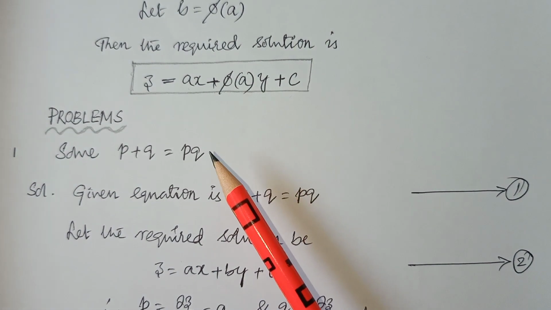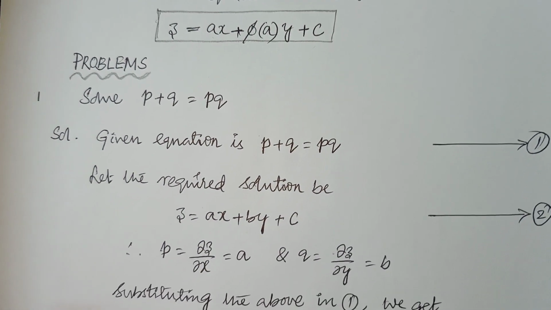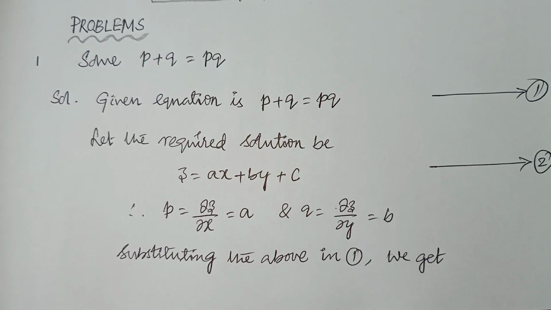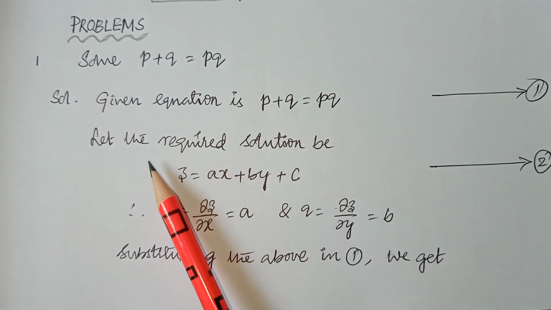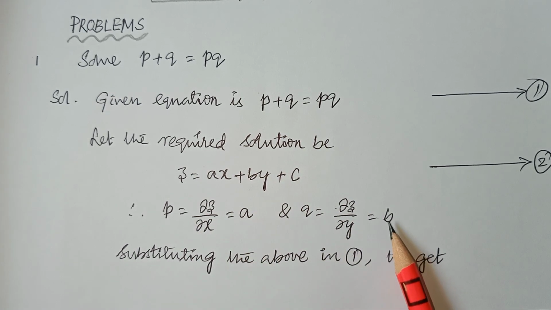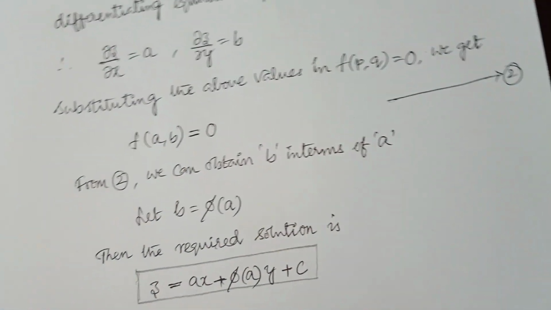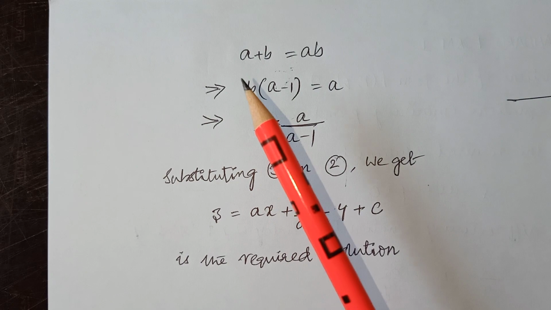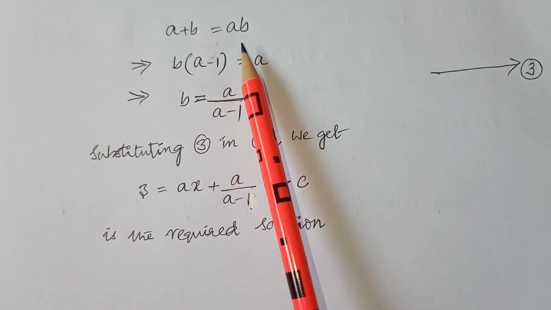Now let us do one problem here. Solve p plus q is equal to pq. See here, it is a non-linear equation. Let the required solution be z is equal to ax plus by plus c, and p is equal to a and q is equal to b. Substituting in 1, we get a plus b is equal to ab.